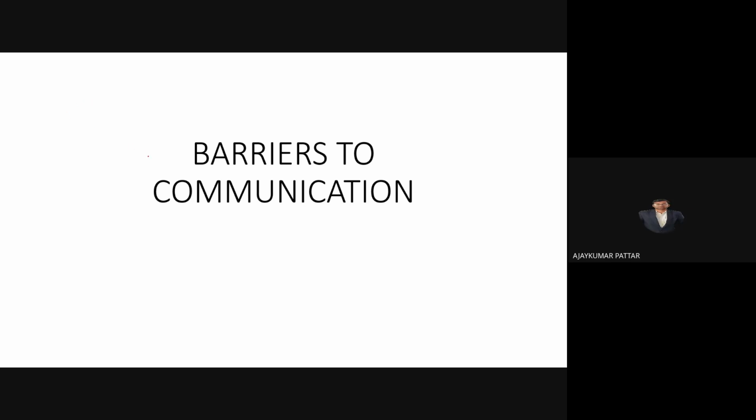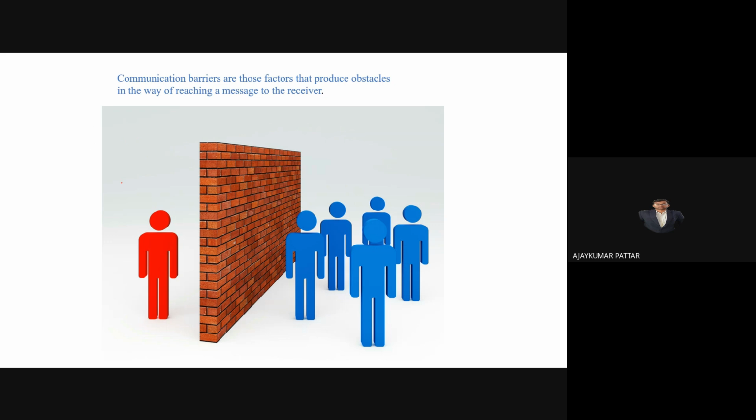Okay. Today we will start the concept called barriers to communication. So what is barriers to communication? As we studied previously, communication is a transformation of information between two or more people. If you see this image, the information should transform between these two groups of people, but an obstacle or barrier is disrupting the communication.